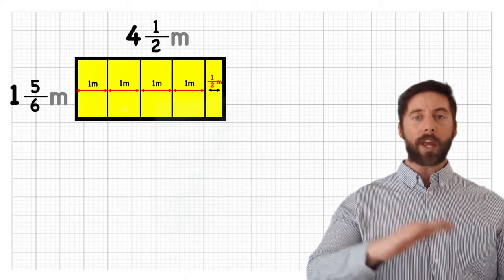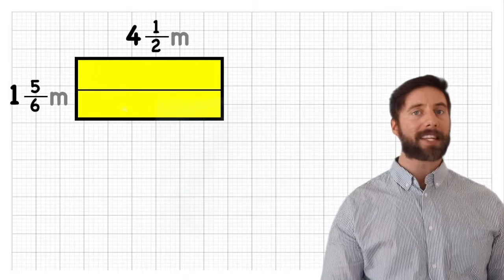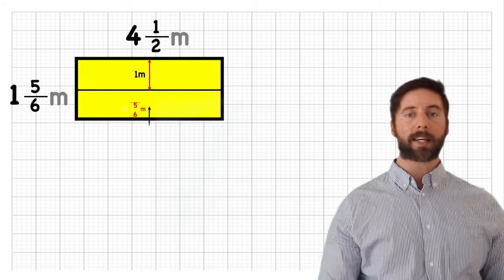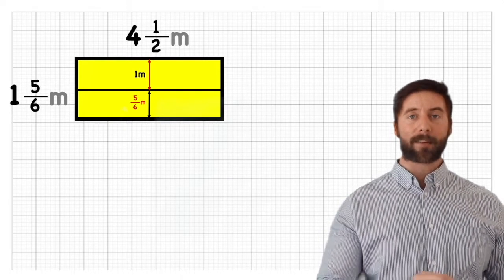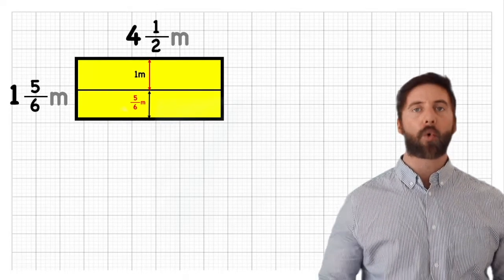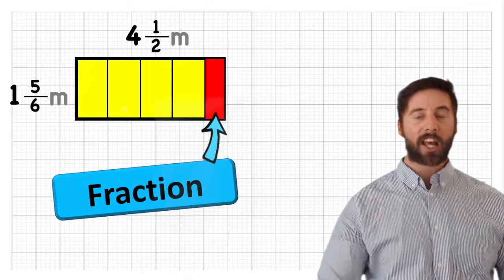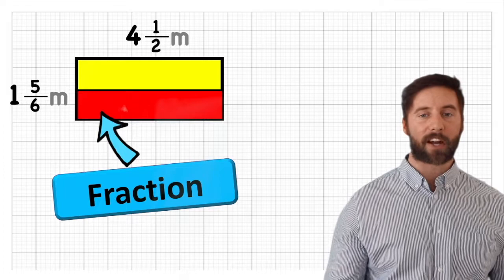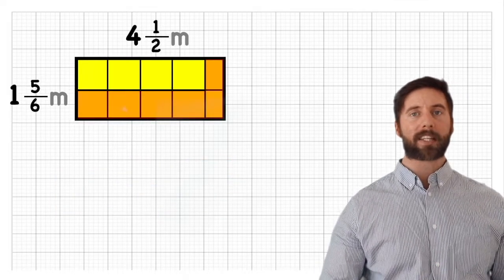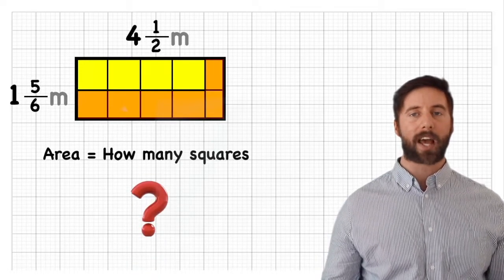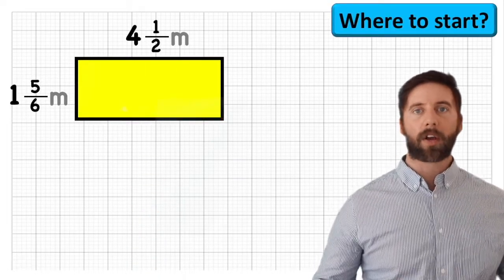And therefore the width of 1 and 5/6 of a meter would be split into one row of 1 meter and the last row, that is a measurement of 5/6 of a meter, not quite a meter. So the 1/2 on the end, that's a fraction, and the 5/6, that's another fraction. When we overlay them, we can see our squares. And what we're needing to do is measure how many squares we have, okay? So let's start.